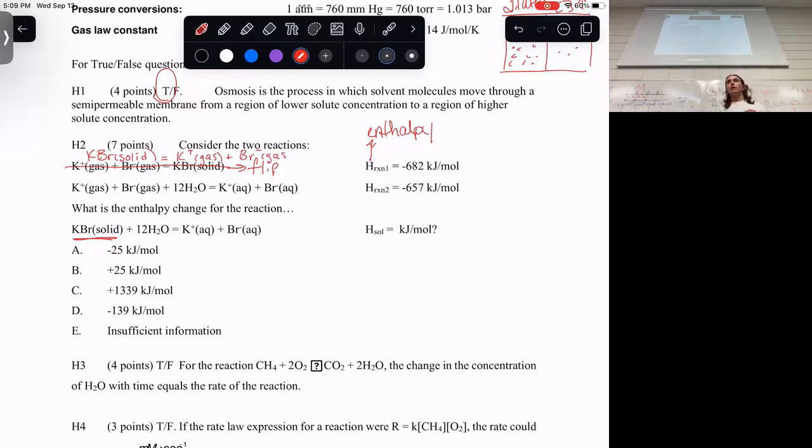What does that do to the enthalpy of reaction? It makes it positive, right? If we flip this, we're negating it, we're doing the reverse reaction. In the forward reaction, it's negative 682. In the opposite direction, it's positive 682. So this is 682 kilojoules per mole.